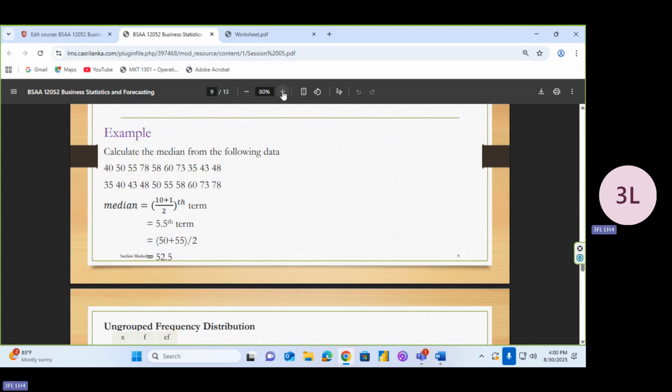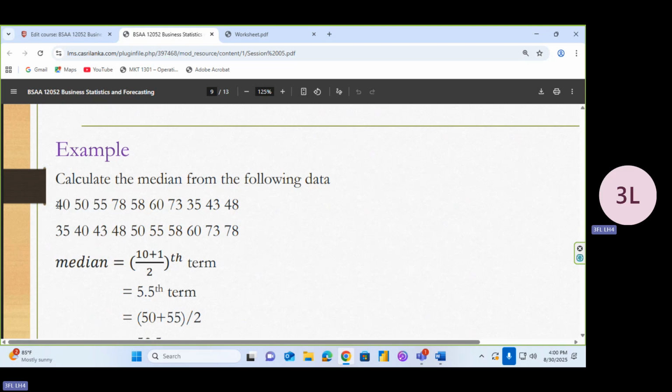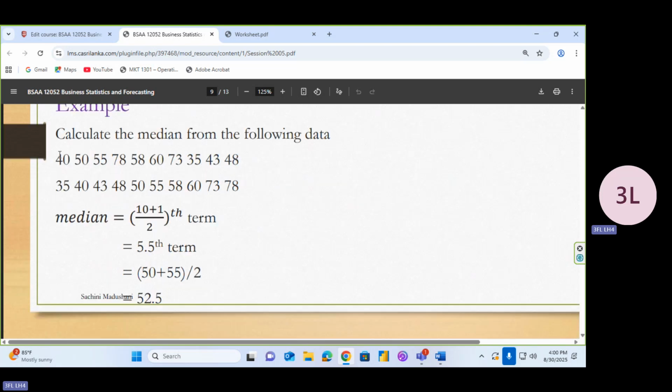Looking at this example, the data set given is 40, 50, 55, 78, 58. Now you need to find the median value in this data set. The first step is to arrange this data set in ascending order. Here the smallest value is 35 and the highest value is 78, so we arrange it from 35 to 78. Then you need to find the place of the median value.